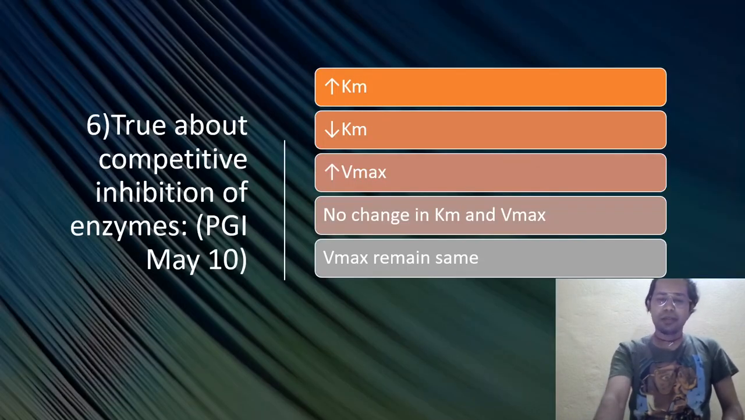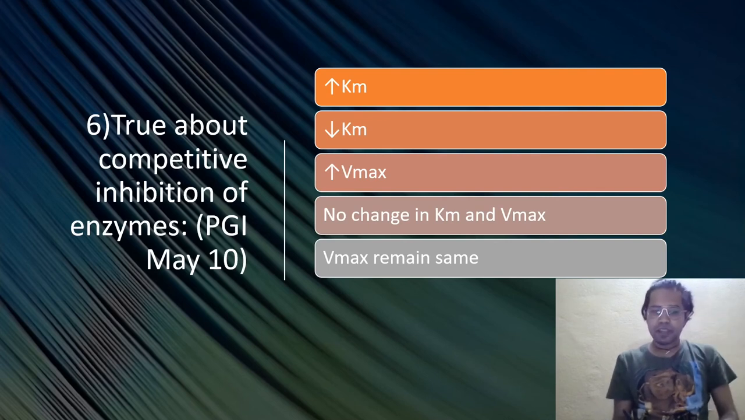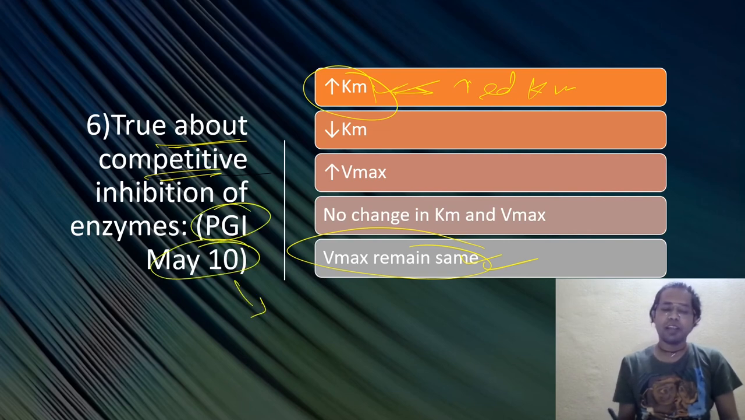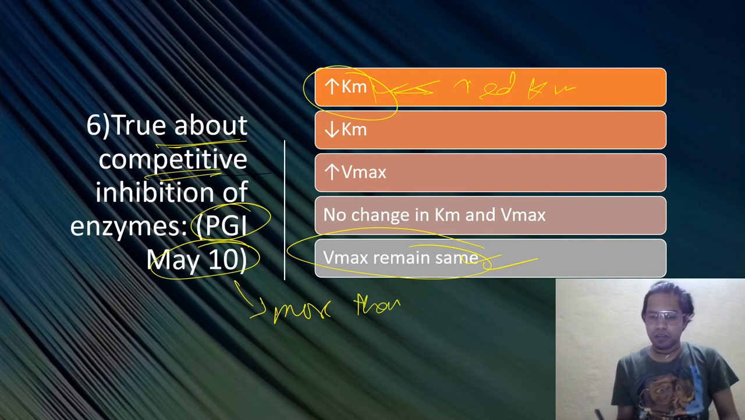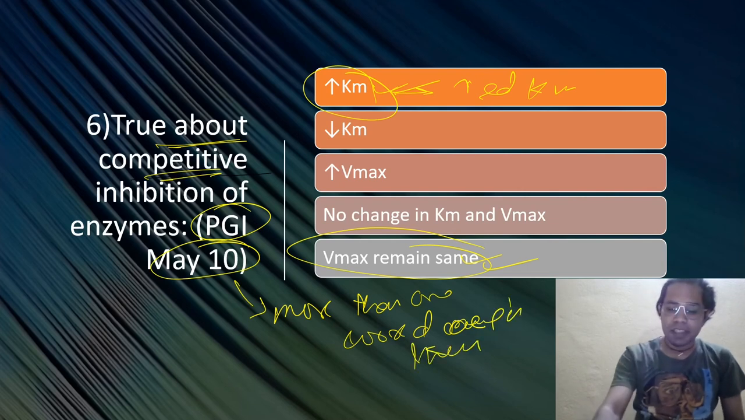Okay. Next question. True about competitive inhibition. Same question. Increase competitive inhibition diya hai aapko. Then what you have to do? Competitive inhibition diya hai. Increase kilometer bhagna padega. Increase KM. Okay. And Vmax remains the same. These two are the correct answer. This is a PGI question. To PGI question mein more than one correct answer is there. Okay. Let's see the next question.